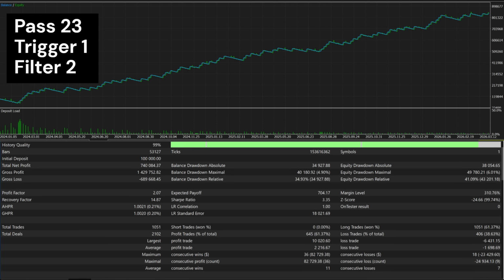What stands out here is the consistency of the equity curve. The growth is relatively smooth, with no extreme spikes, suggesting that the strategy maintains a stable statistical edge over time. Looking at the performance metrics, the profit factor is above 2, which indicates a strong relationship between gross profit and gross loss. The Sharpe ratio is around 3.3, suggesting very strong risk-adjusted performance. The system executed over 1,000 trades, which provides a solid sample size for evaluating the reliability of the strategy.